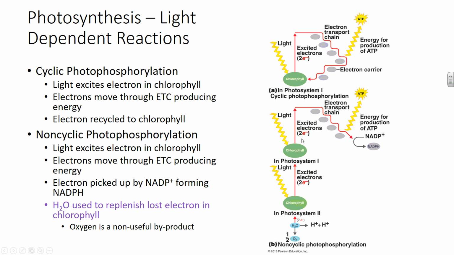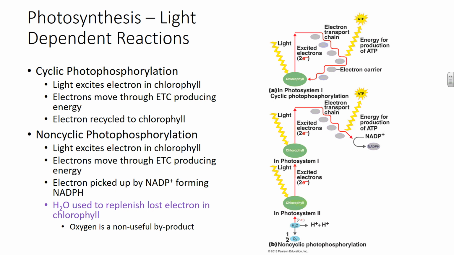Now, with the non-cyclic, we don't have the electrons hopping back to the chlorophyll. So you should see that eventually the chlorophyll is going to run out of electrons, because as the light excites the electrons, they hop through the electron transport chain, and ultimately the electron goes over here to the NADPH. So chlorophyll needs some electrons put back in there. The electrons will come from water. Water is broken down, giving electrons to the chlorophyll and spitting out oxygen just as a byproduct.